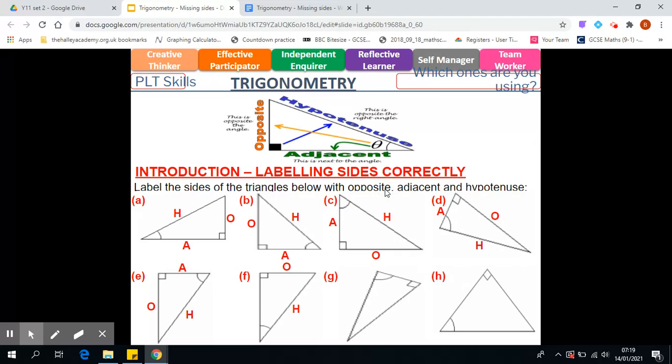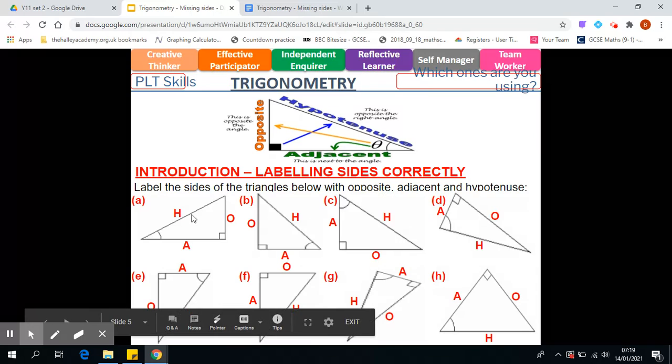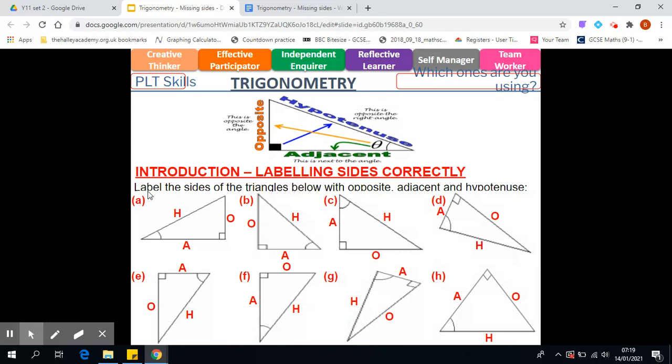I'm providing you the answers for the rest of the triangles. Please verify them now. Also, the answers are on slide 5 for your reference.